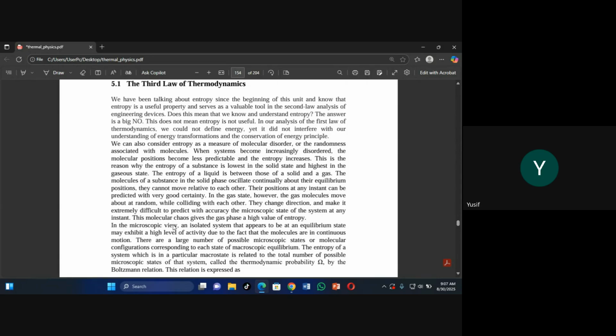Their positions at any instant can be predicted with very good certainty.